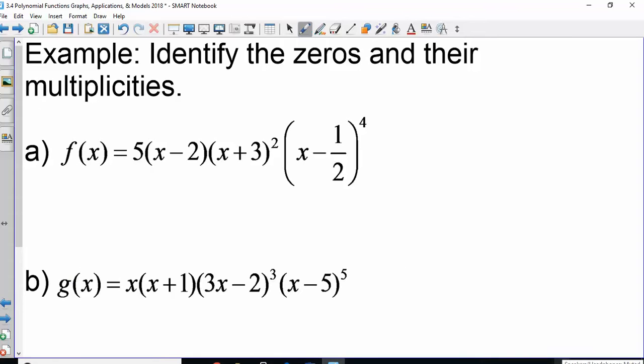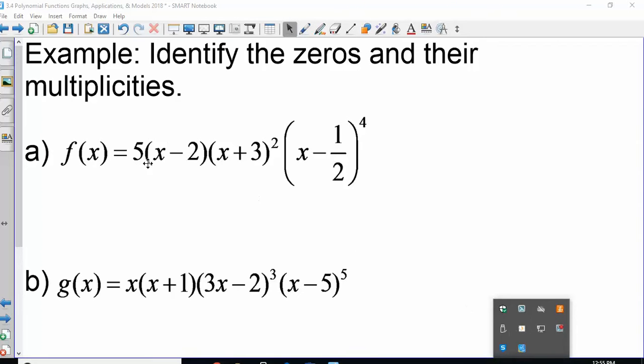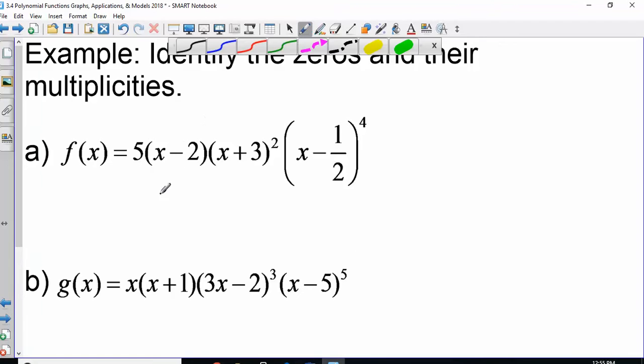Alright, so we had one of these on our homework the other day. Why don't you guys try this one? Give me the zeros and the multiplicities here. Does the 5 ever equal 0? No, so that's not helpful. What makes x minus 2 equal 0?